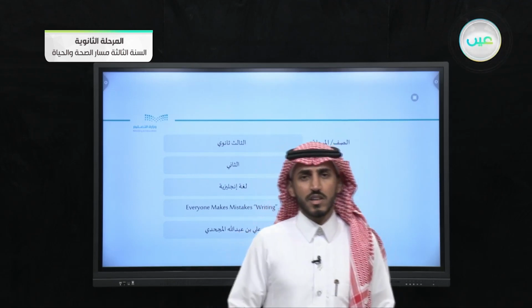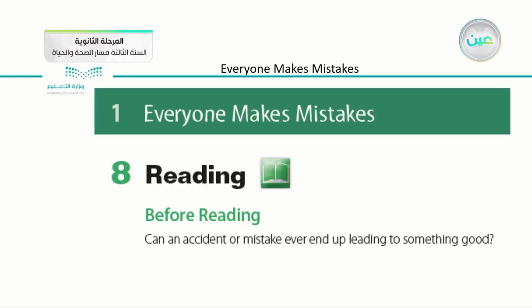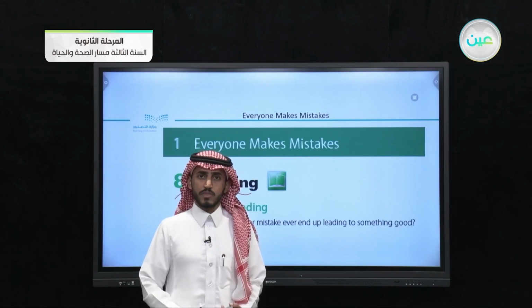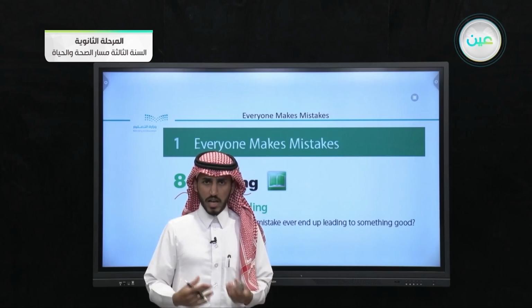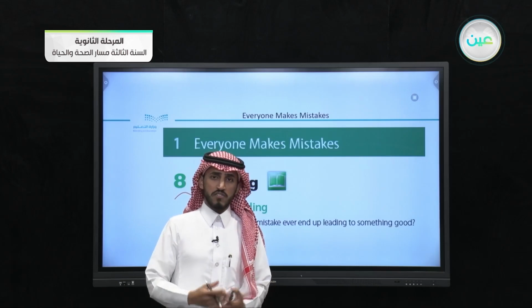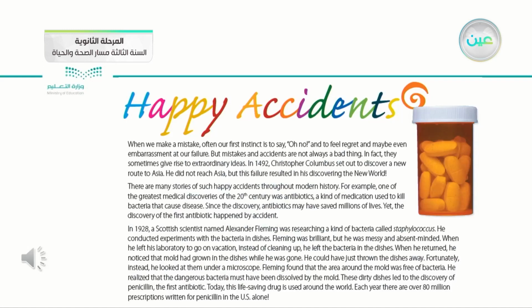In the previous lesson, we had reading, which is the eighth skill in this unit. In this reading lesson, we started by talking about the meaning of the title of the essay, which is Happy Accidents. As you can see here, we have this shiny title, Happy Accidents.